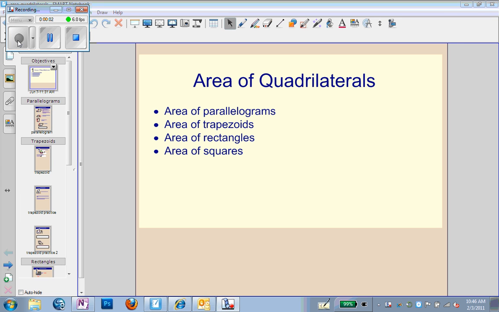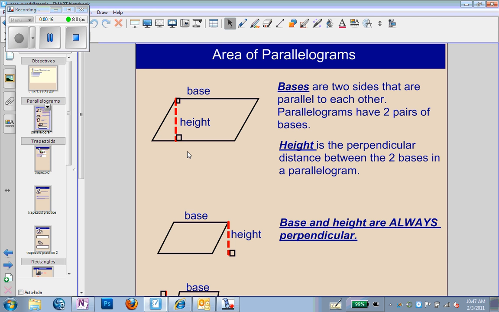Today we're talking about the area of quadrilaterals, and of course that includes parallelograms, all different types of parallelograms, including rhombuses, rectangles, and squares, and it also includes trapezoids. We're going to start out by talking about parallelograms, and parallelograms have what's called bases and heights.